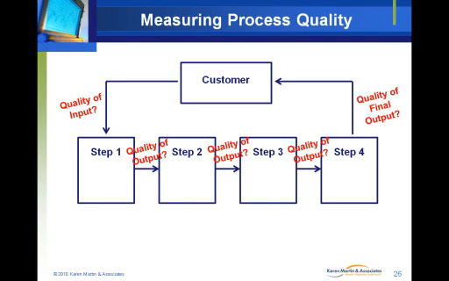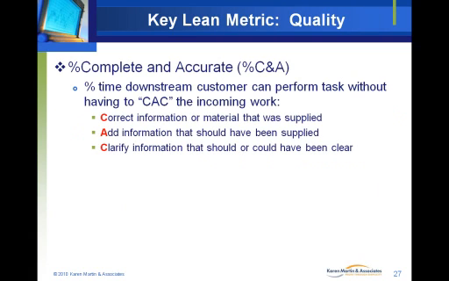So that's the first thing we measure. Then we measure the quality of the output within every step in the process. This could be between individuals, it could be between departments at a super high level, it could be between divisions of an organization. It could include external contractors as well as internal departments. Whatever it is, you've got to measure the quality of the output every step along the way. So percent complete and accurate is the name of that metric, and that's the percent of time a downstream customer says that they can perform their work without having to do any kind of rework.